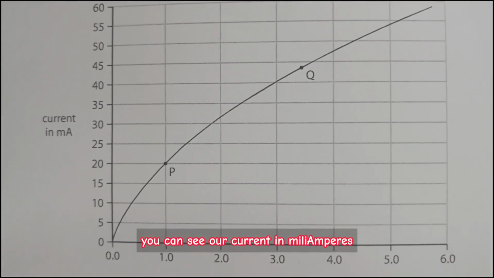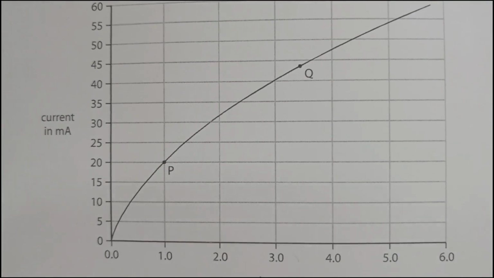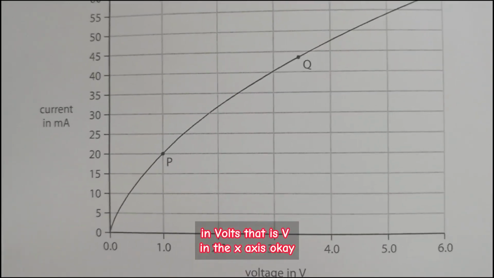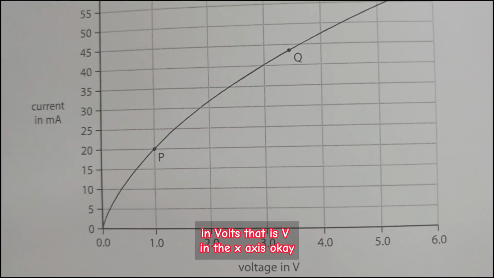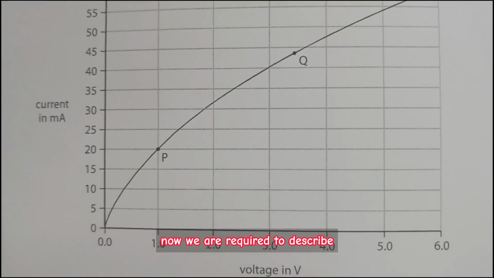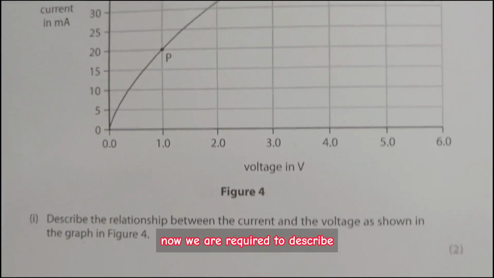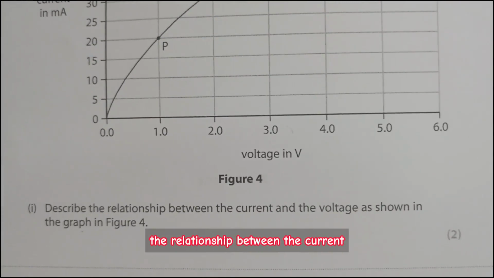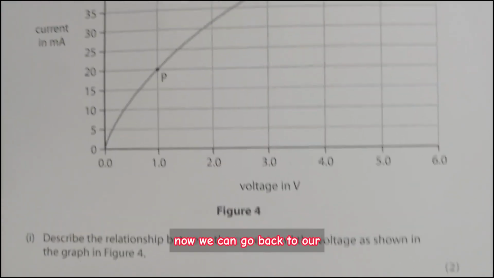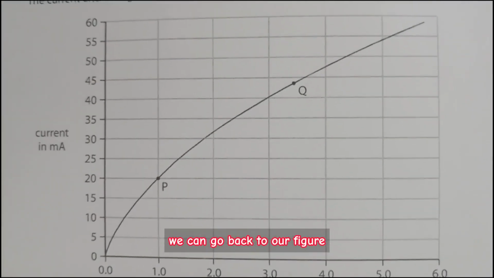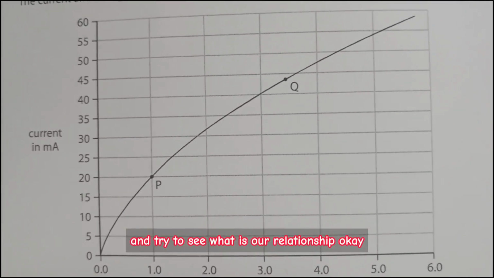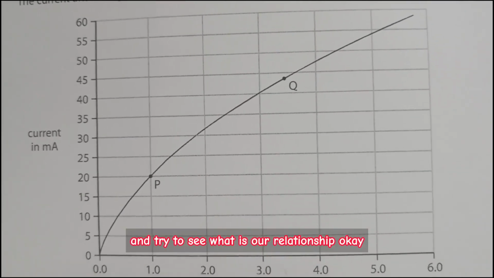We can see our current in milliamperes in the y-axis and our voltage in volts, that is V, in the x-axis. Now we are required to describe the relationship between the current and the voltage as shown in the figure. Now we can go back to our figure and try to see what our relationship is.